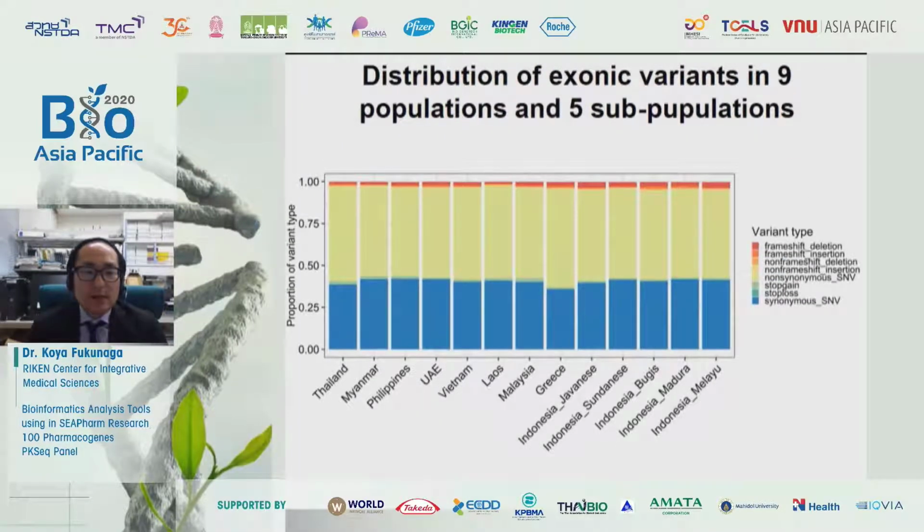Next, I will show the different variant types in 9 populations of the SEAPharm project, including 5 sub-Indonesian populations. In PK-related genes, the proportion of non-synonymous variants was higher than those of synonymous variants. I want to say the non-synonymous variant is high.